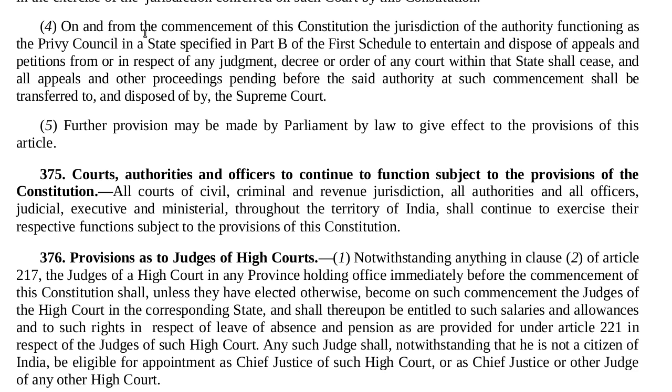4. On and from the commencement of this Constitution, the jurisdiction of the authority functioning as the Privy Council in a State specified in Part B of the First Schedule to entertain and dispose of appeals and petitions from or in respect of any judgment, decree or order of any court within the State shall cease, and all appeals and other proceedings pending before the said authority at such commencement shall be transferred to and disposed of by the Supreme Court. 5. Further provisions may be made by Parliament by law to give effect to the provisions of this article.